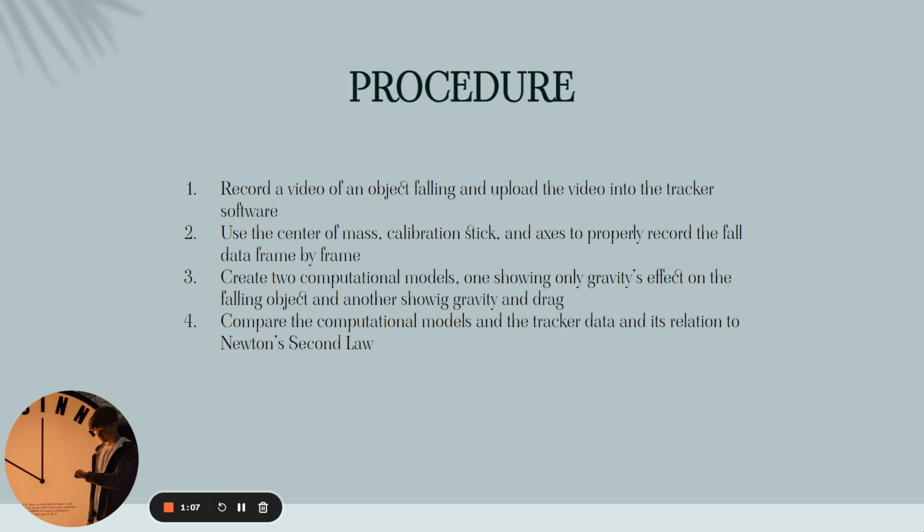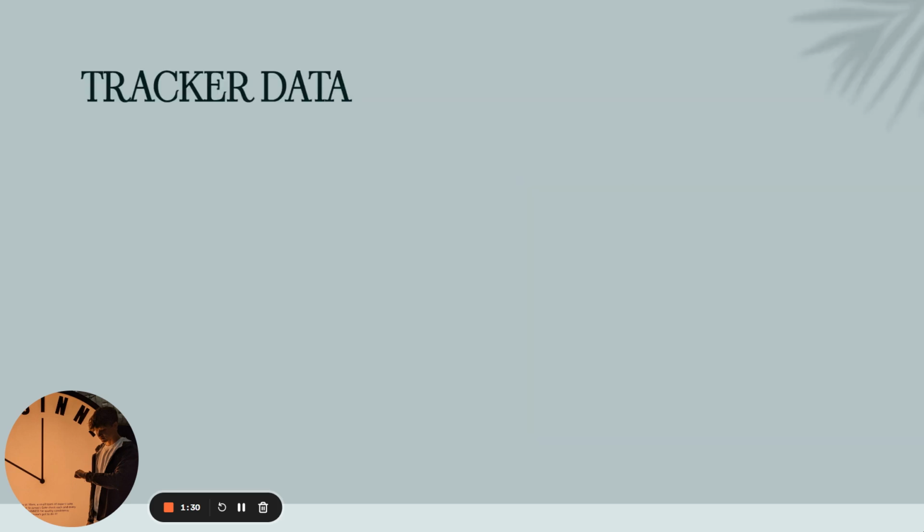So, procedure: first, an object falling was recorded and uploaded into the Tracker software. In this case, I used a Buzz pillow. Use the center of mass, calibration stick, and axes to properly record the data frame by frame. Then you have to create two computational models, one showing only gravity's effect, one showing gravity and drag. Then these need to be compared to the Tracker data in relation to Newton's second law.